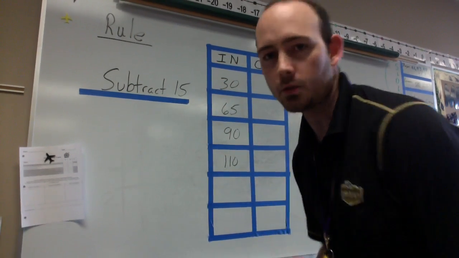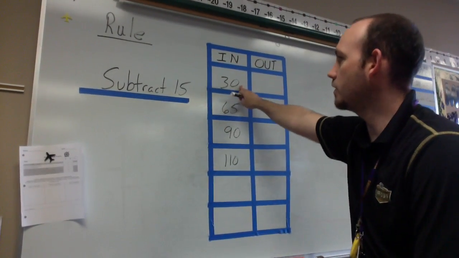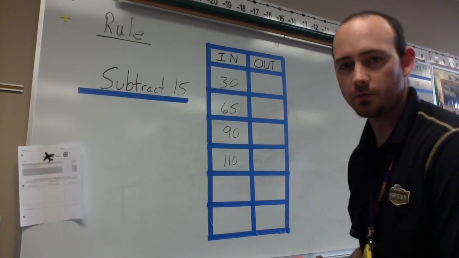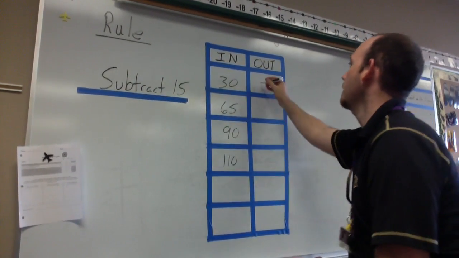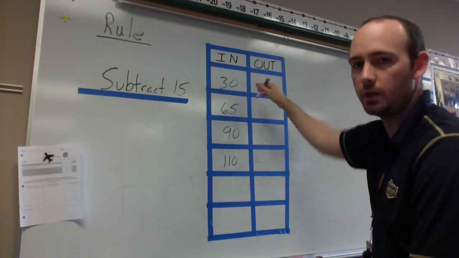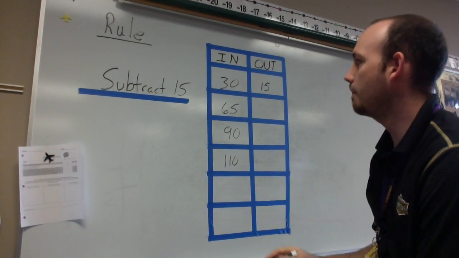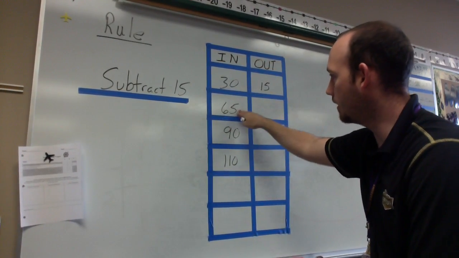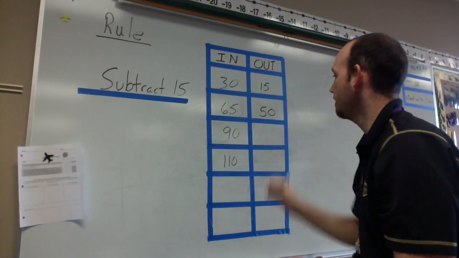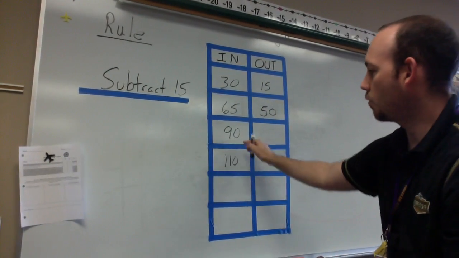So what happens is we put in 30, the machine subtracts 15 from it. So think right now in your brain, 30 minus 15, and the machine would kick out a 15 for us. 30 minus 15 is 15. We look at 65. Same thing. 65 goes in, the machine subtracts 15, we would hopefully end up with a 50. We have 90 and 110 left.